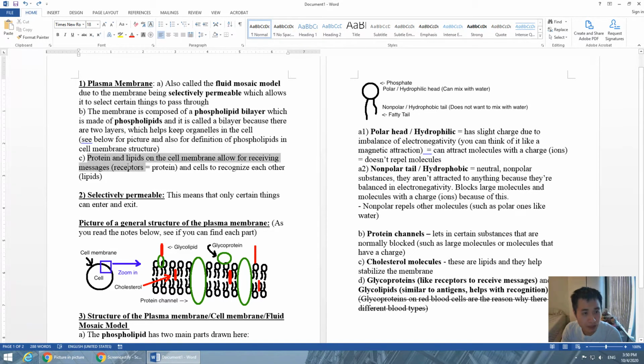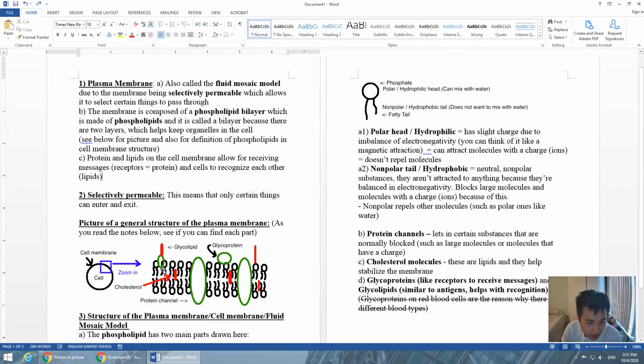Proteins and lipids on the cell membrane allow the cell membrane to receive messages, right? Because receptors can receive messages, and cells can also recognize each other based on some of the other proteins and also lipids that are on the cell membrane. So let's look at this picture real quick. Once again, imagine if I cut the cell. This is the cell, right? And I cut a part of the cell membrane and then I zoomed in on it. That's what you're looking at over here in this picture.